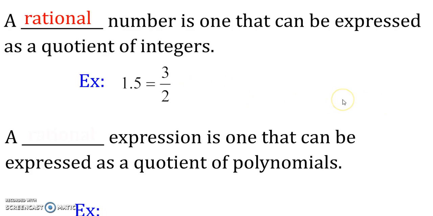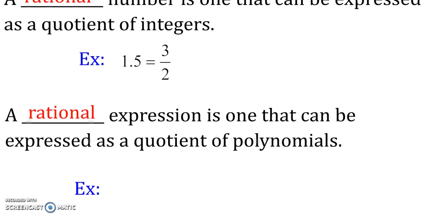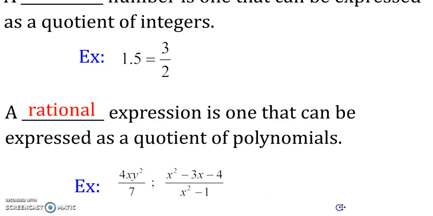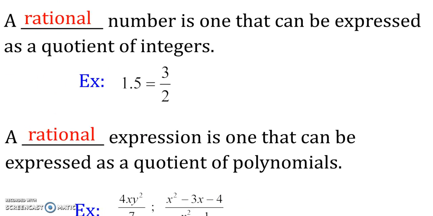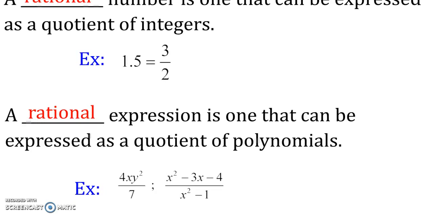And as we get further into it, you're going to see that a rational expression is one that can be expressed as a quotient of polynomials. An example would be 4xy squared over 7, or a trinomial over a binomial, or trinomial over a trinomial, or binomial over binomial. Okay, so our entire chapter 5 is really about rational numbers and simplifying rational expressions.